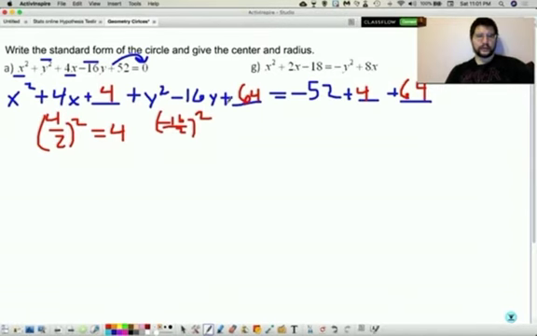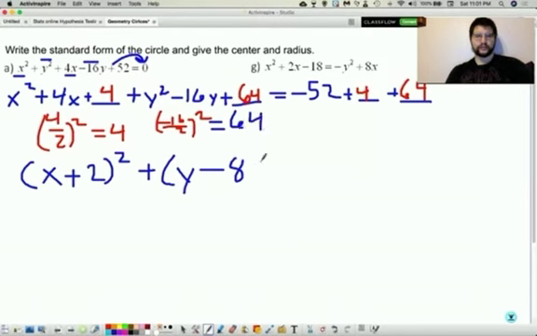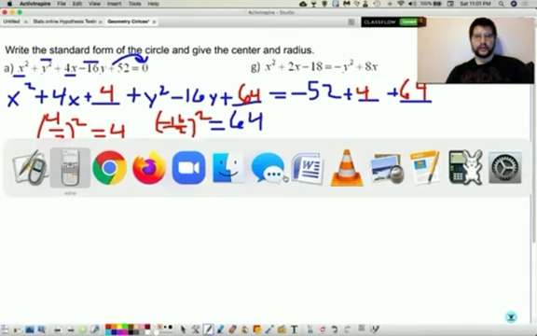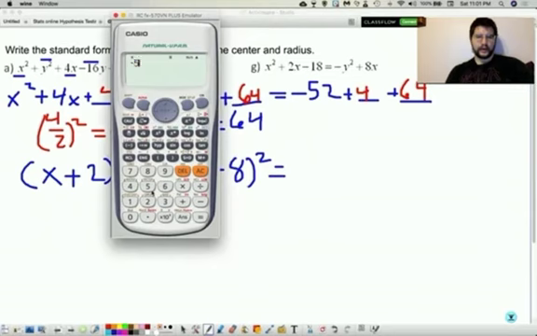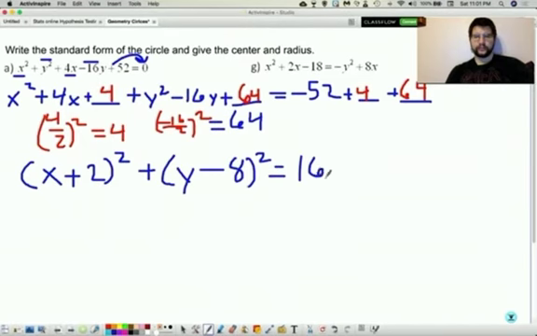Okay, now I'm going to rewrite both of these, the x's and the y's, factored. So just like we did in the previous video, x plus, it's plus because this is positive. This thing divided by 2, 4 divided by 2 is 2, squared, plus. Now I'm dealing with y's. It's a negative here. Pay attention to your sign. That's going to be negative. 16 divided by 2 is 8, squared. Equals. Now, I'm definitely going to use a calculator for this basic arithmetic here. Negative 52 plus 4 plus 64 equals 16. So it says, right, the standard form of the circle, done. Give the center and radius. Well, the center is going to be negative 2, negative 8.